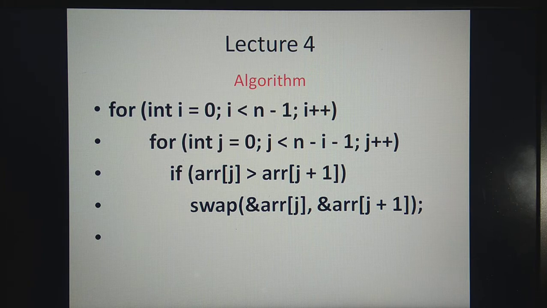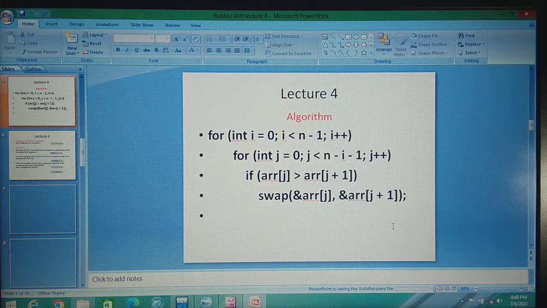So first, for i equal to 0, i less than n minus 1, i plus plus. Then again the second loop, for j equal to 0, j less than n minus i minus 1, j plus plus. Then you ask if a[j] is greater than a[j+1], then you have to swap. Okay, very simple. Now the question is how to remember this.